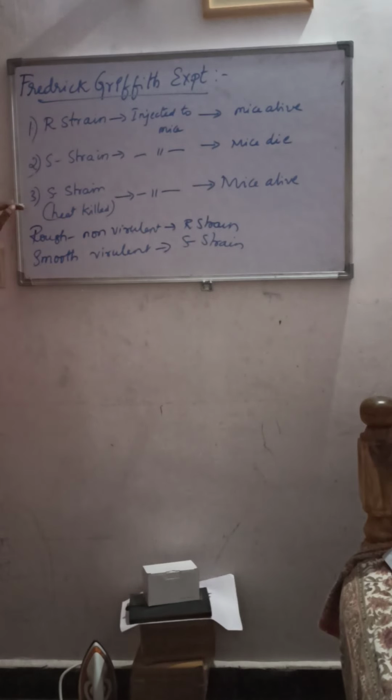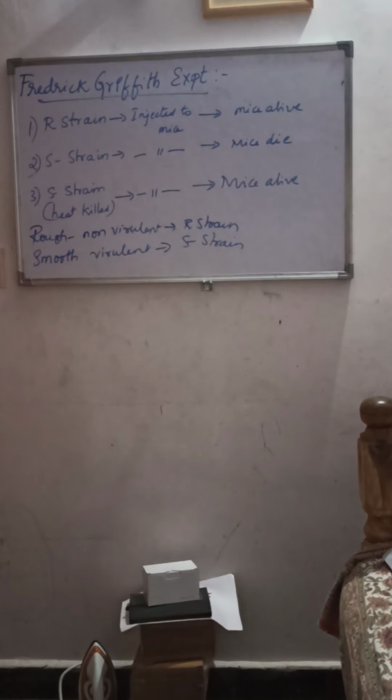In the third step, he injected the heat killed S strain into the mouse. What will happen? Though the heat killed S strain has been injected into the mouse, the mouse stays alive. So what do you mean by heat killed S strain? When the S strain bacteria is subjected to heat, then obviously what will happen?